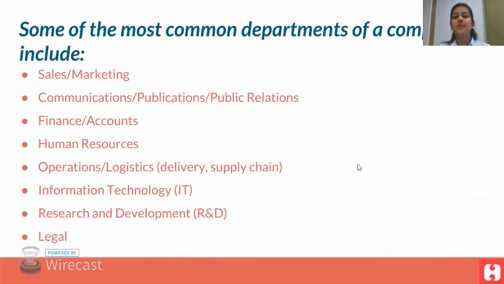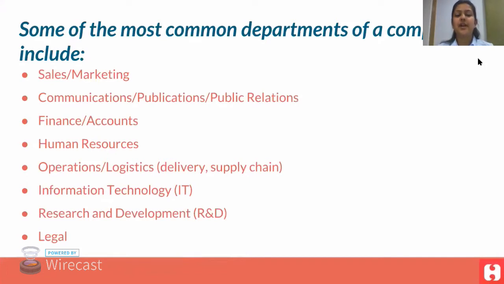Now, some of the common departments of a company include sales and marketing. Sales and marketing are the people who represent the company, who are eventually going to sell the products and services to the consumers. Then communications, publications, public relations. These are basically the face of the organization, who would be communicating effectively about the products and services to the consumers. Then we have finance, or the accounts department. Now, finance, as we all know, is the lifeblood of any business.